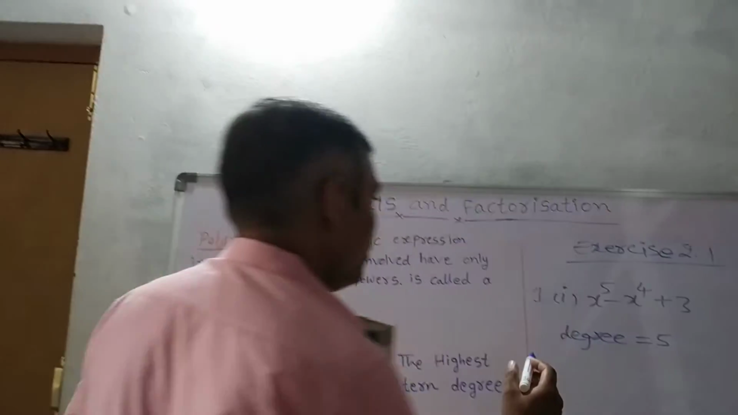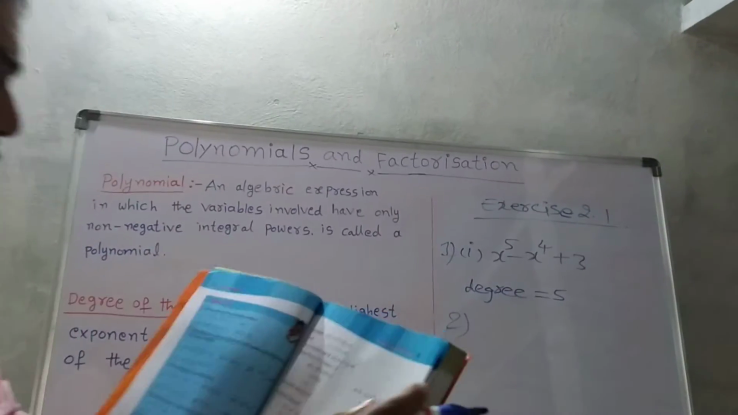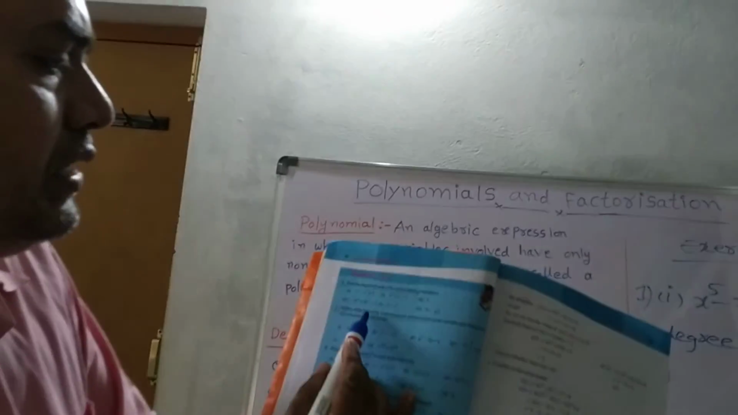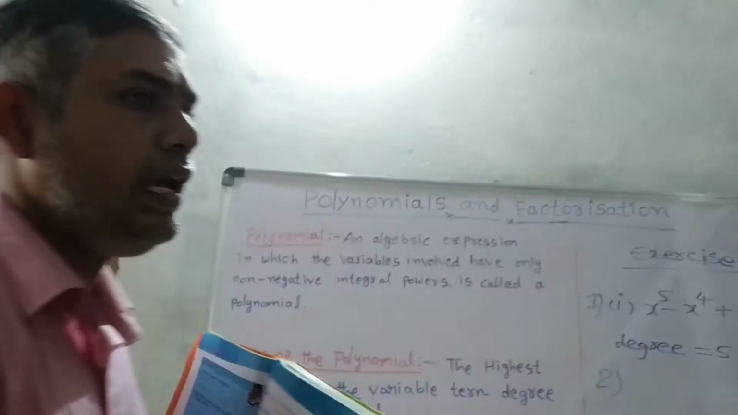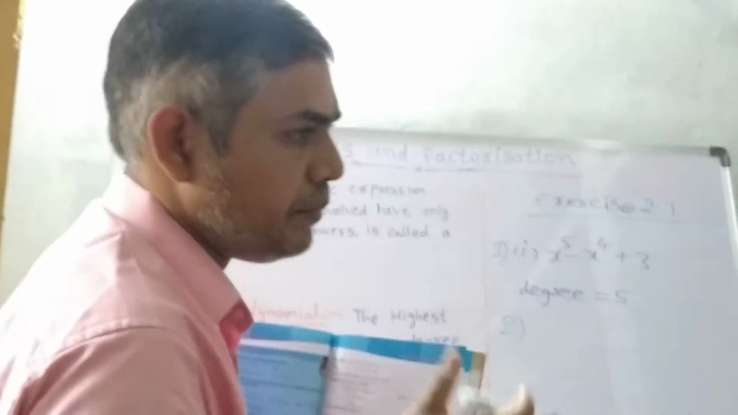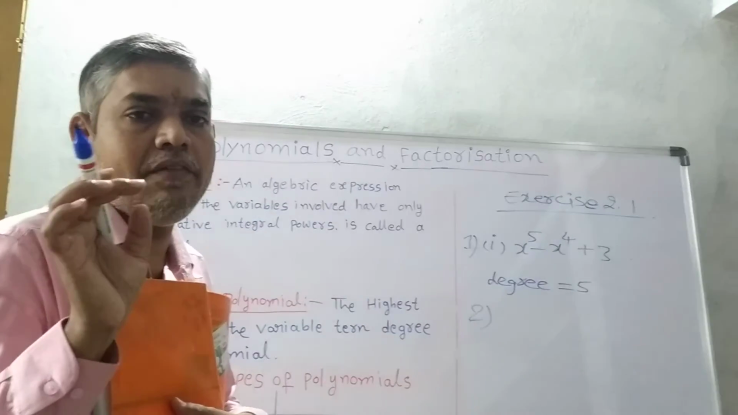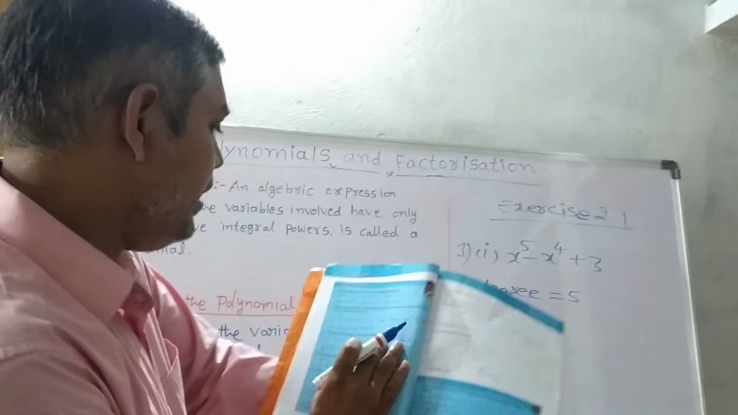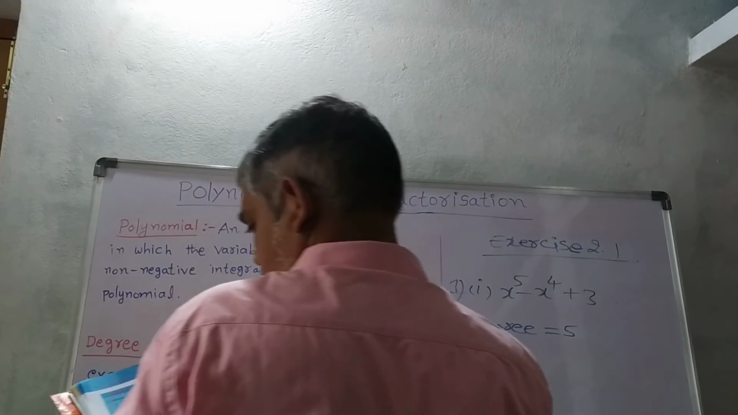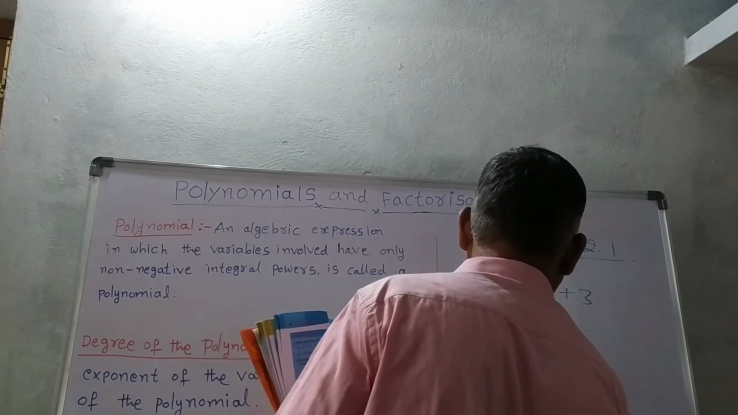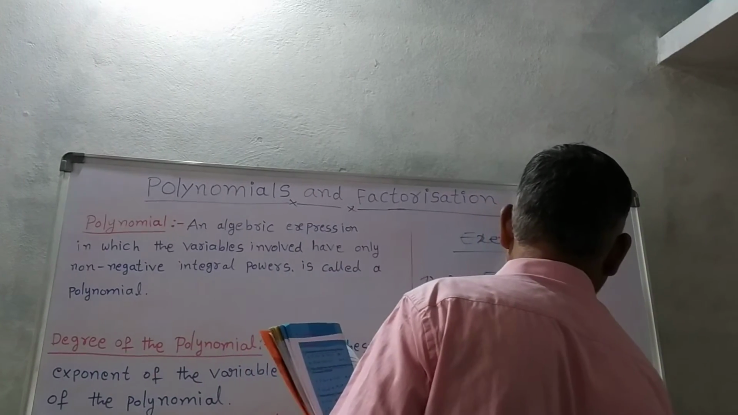Bit number 2. Which of the following expressions are polynomials in one variable? Only one variable, that is a polynomial. We have to find whether it is a polynomial or not, and whether it is a polynomial with one variable or not. In the first one, second bit, question number 1. 3x square minus 2x plus 5.